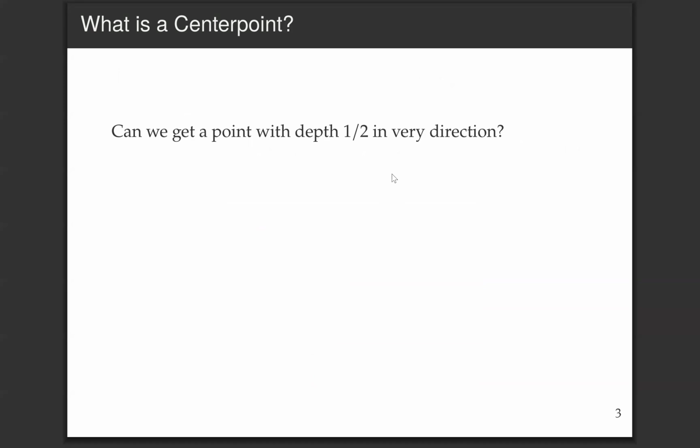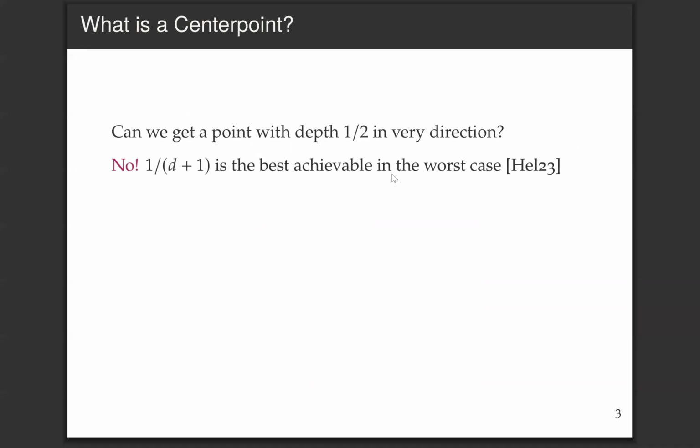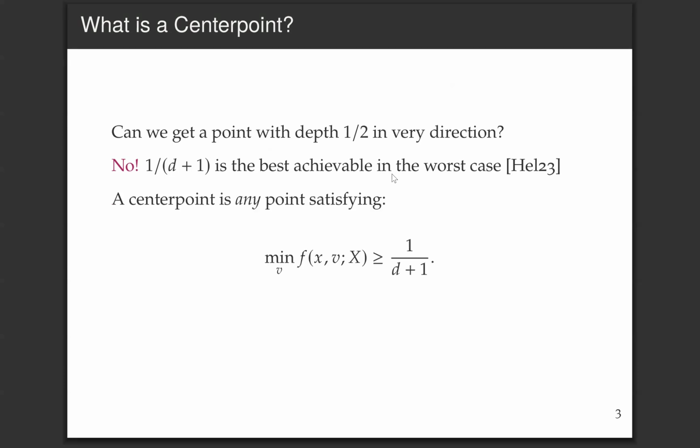And now you can ask this natural question. Can I get a point in higher dimensions which has depth half in every single direction? Note that this generalizes the one-dimensional notion of the median that we saw before. And unfortunately, you can show that this is not always possible. This is a consequence of a classical result in convex geometry by Helly from 1923. And he showed that there are point sets for which the worst case depth is at most 1 over d. Okay, so you can't beat this 1 over d factor for certain point sets.